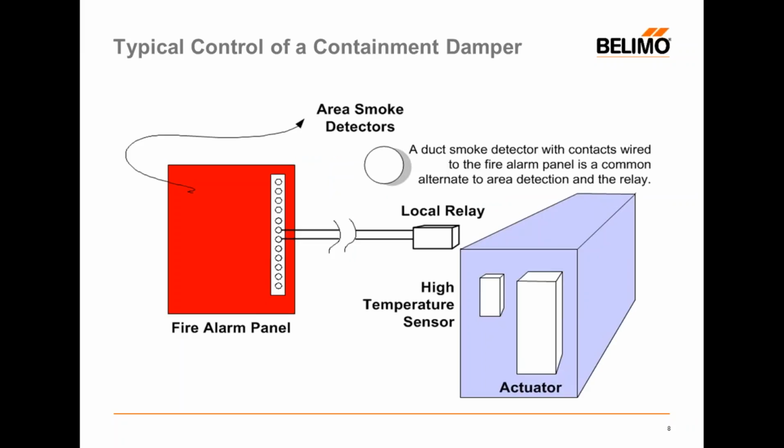A typical way to control this is either by a local smoke detector, local duct detector that is located at the fire smoke damper assembly, or this can also be associated with a fire alarm panel, and that fire alarm panel will make and break a local relay to open and close the damper associated with the fire smoke damper assembly.